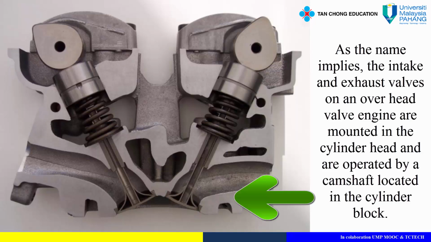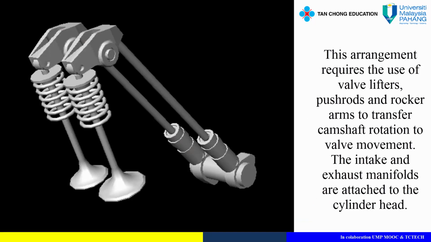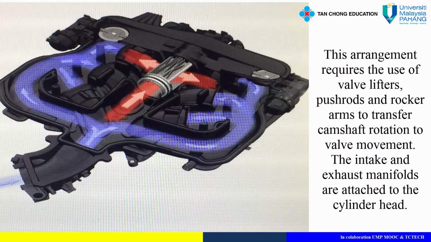cylinder head and are operated by a camshaft located in the cylinder block. This arrangement requires the use of valve lifters, pushrods, and rocker arms to transfer camshaft rotation to valve movement. The intake and exhaust manifolds are attached to the cylinder head.